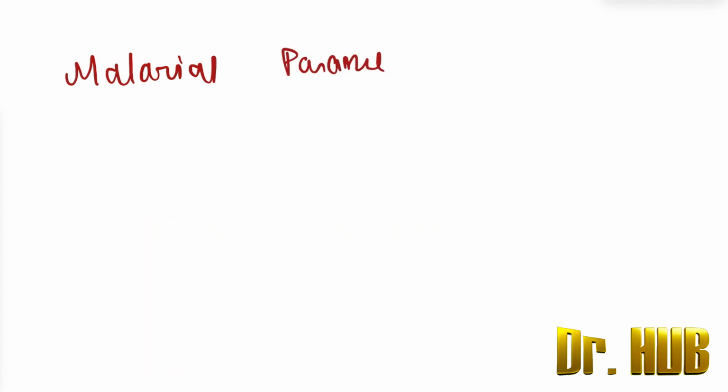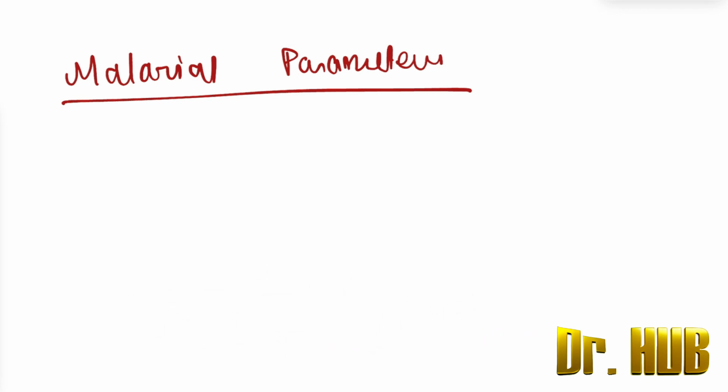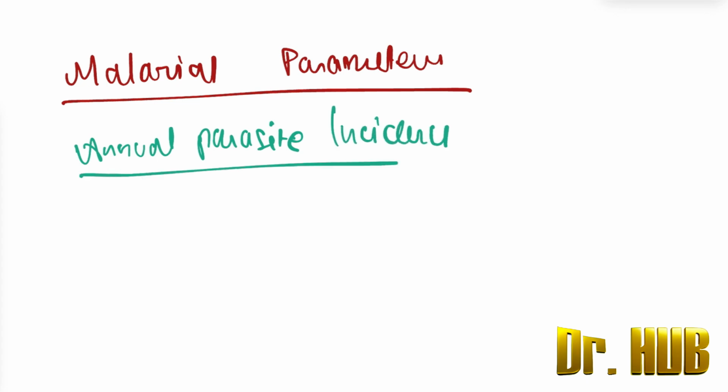Today we'll look at the malarial parameters. So under the malarial parameters, first we are starting with the annual parasite incidence. So what does this include?